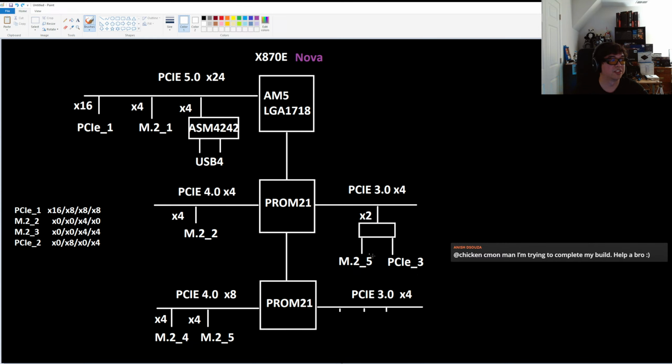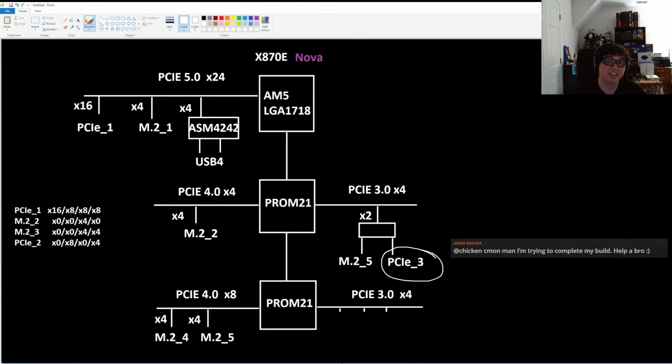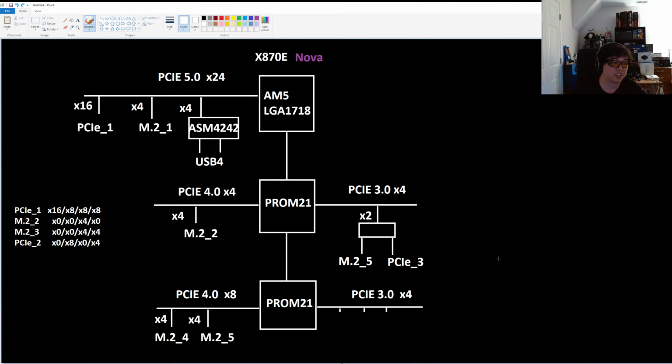Because the lane adds to 2. So you get 2 lanes of Gen 3, which is perfect for 10 gigabit LAN, because 10 gigabit LAN only needs 2 lanes of Gen 3. I have a video showing how to add 10 gig LAN using 2 lanes on the channel. That's why I know this works. Okay, so I'm speaking from first-hand experience here.